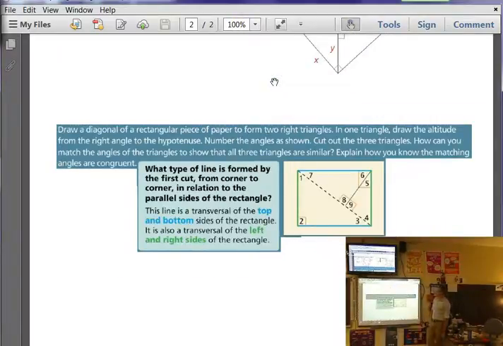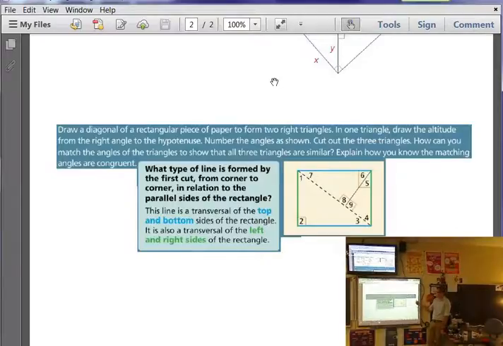It says, in one triangle, draw the altitude from the right angle to the hypotenuse. The numbers of the angles are shown. Cut out the 3 triangles. Can you match the angles of the triangles to show that all 3 triangles are similar? And then, theoretically, could these 2 triangles fit into the bigger triangle? How would we match up angles to prove similarity based off angle?